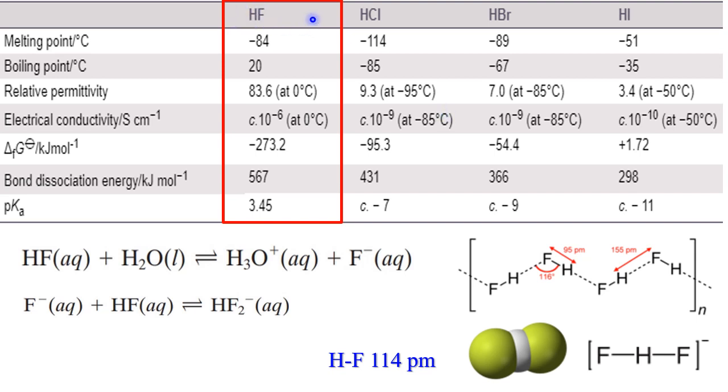Hydrofluoric acid, on the other hand, is well known. It is a liquid boiling very close to room temperature, 20 degrees Celsius. All other hydrogen halides, hydrogen chloride, hydrogen bromide, and hydrogen iodide, are gases at room temperature and well below.